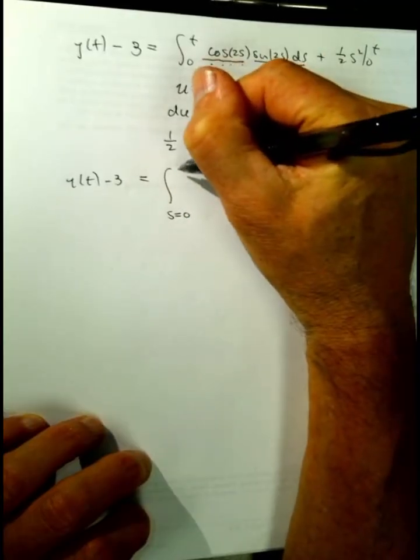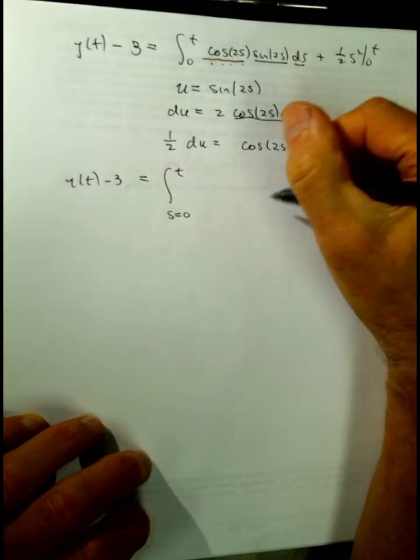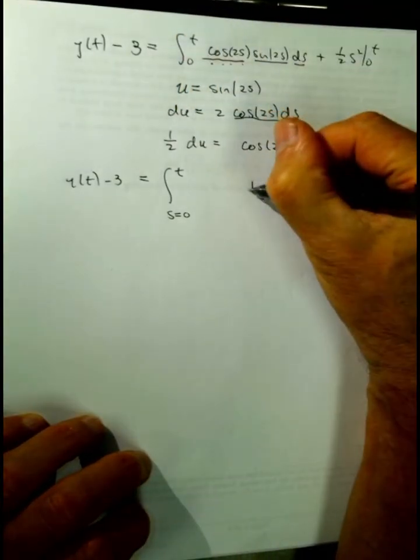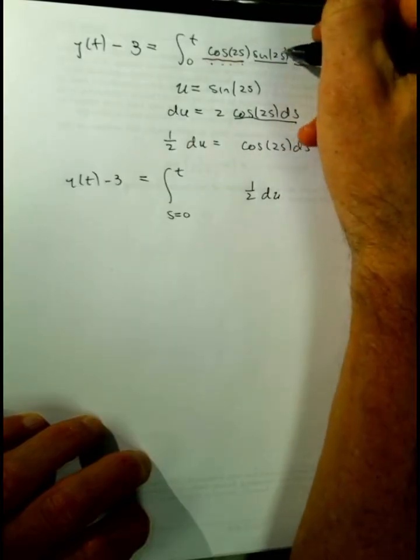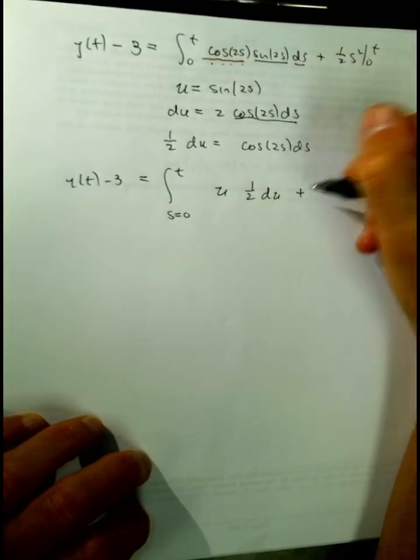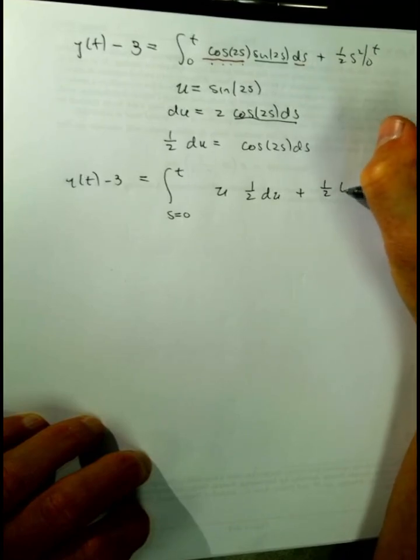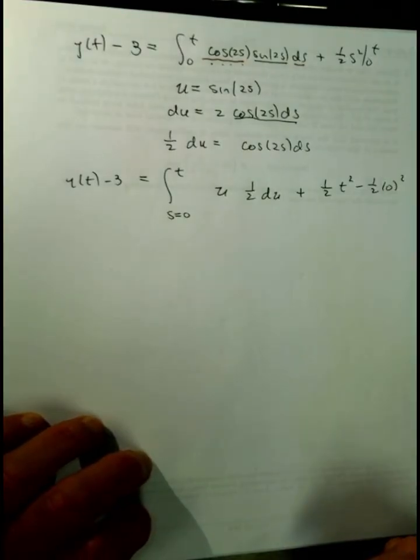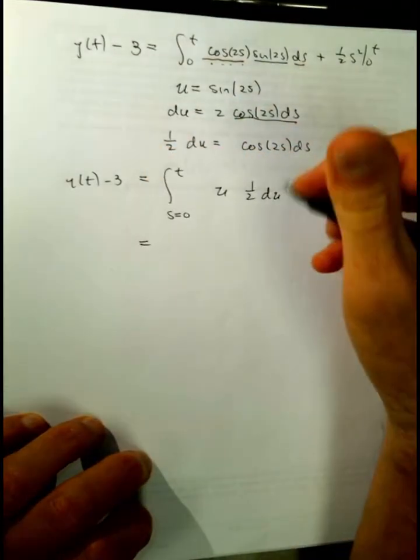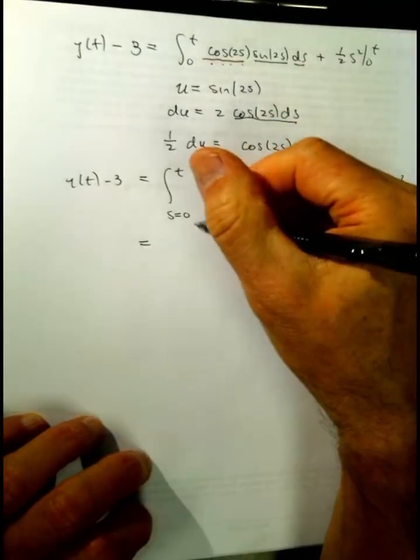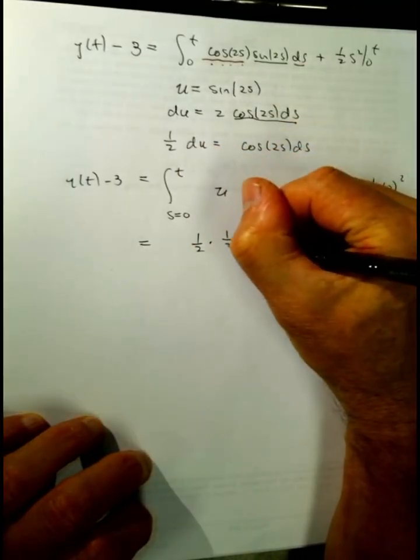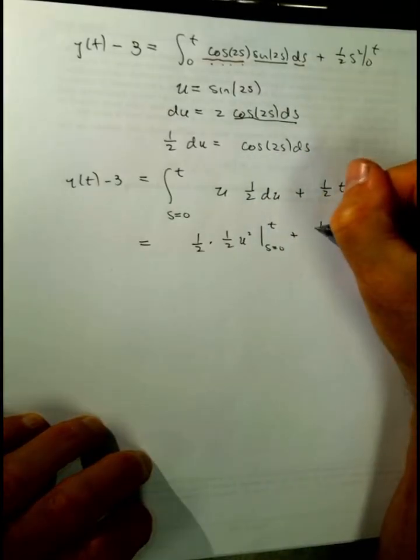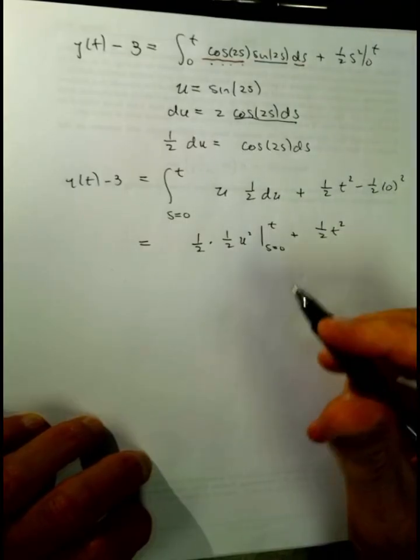Okay. So my bounds are s goes from 0 to t. Cosine ds is my du. Sine of 2s, oops, I gotta be careful. Cosine 2s ds is 1/2 du. And sine of 2s is my u. And then the 1/2 s squared, I'm going to plug in my bounds to get 1/2 t squared minus 0. And now the integral of 1/2 u du is going to be the 1/2 times 1/2 u squared. S goes from 0 to t. And the 1/2 t squared gets carried from above.